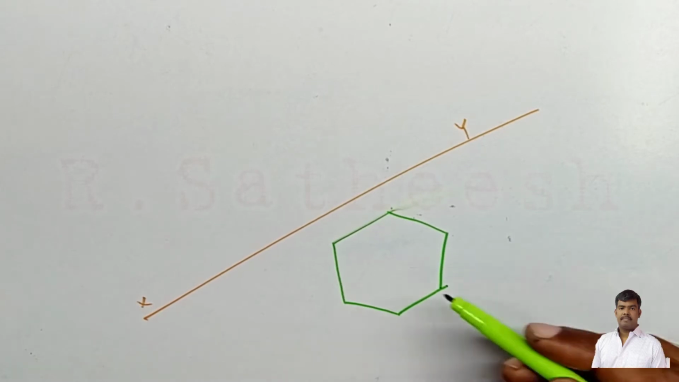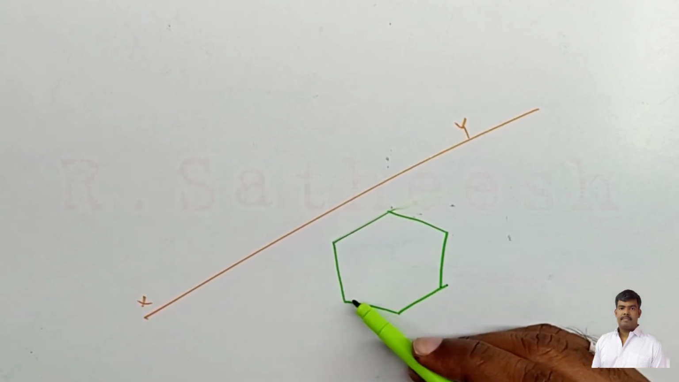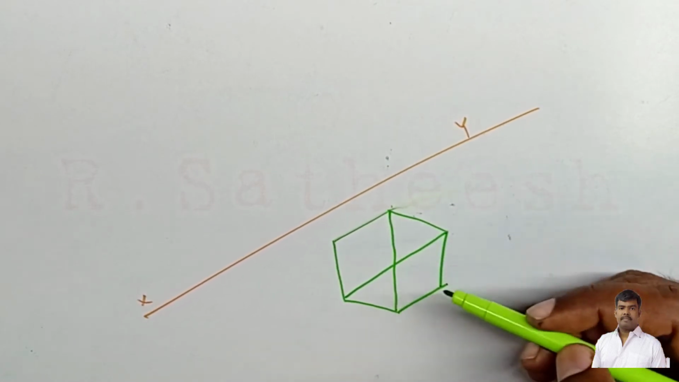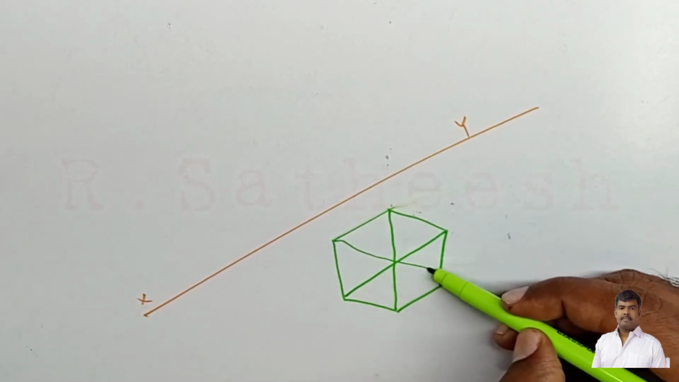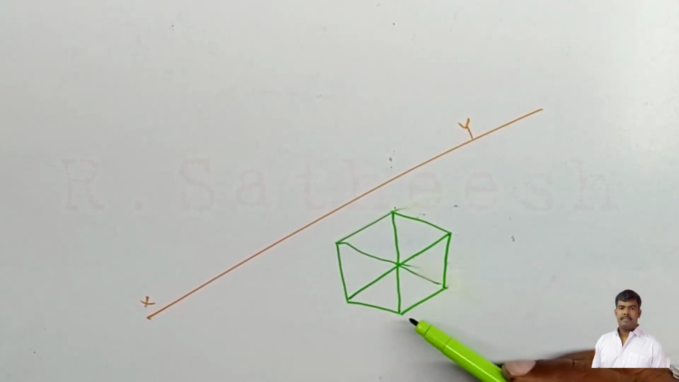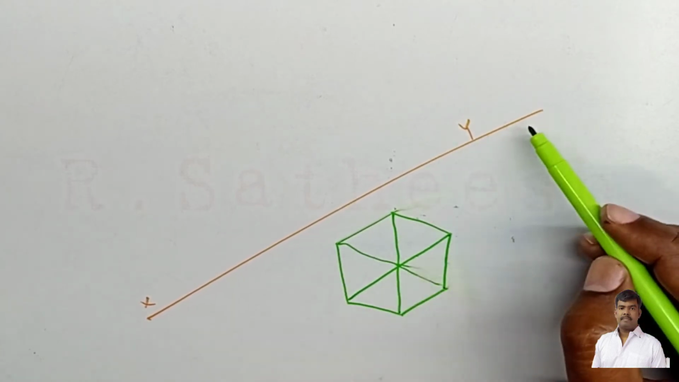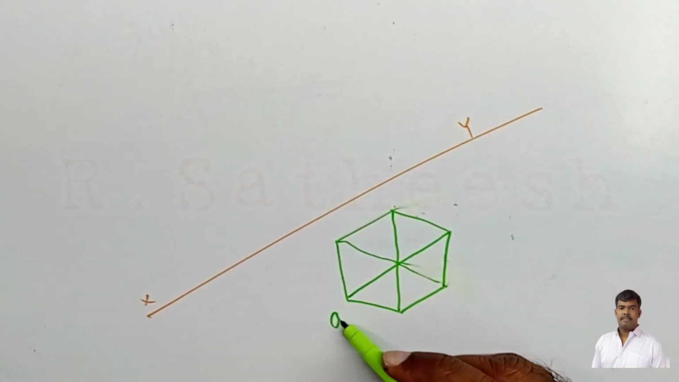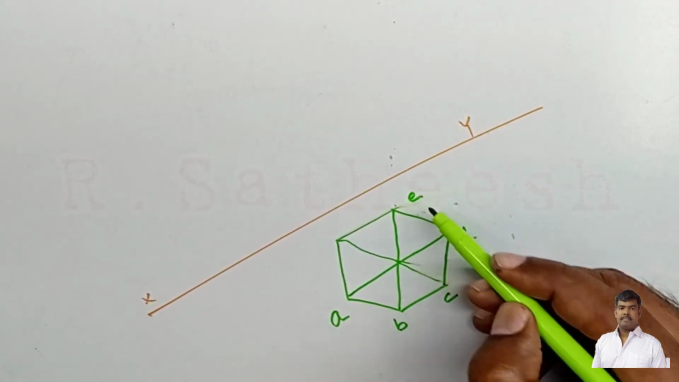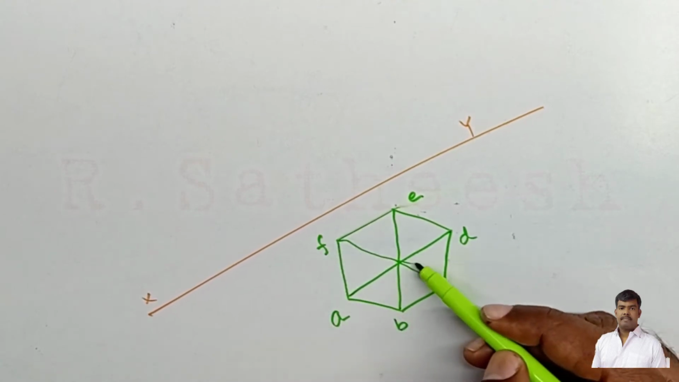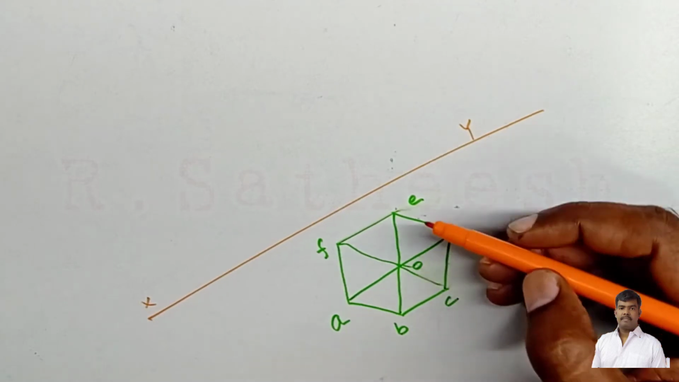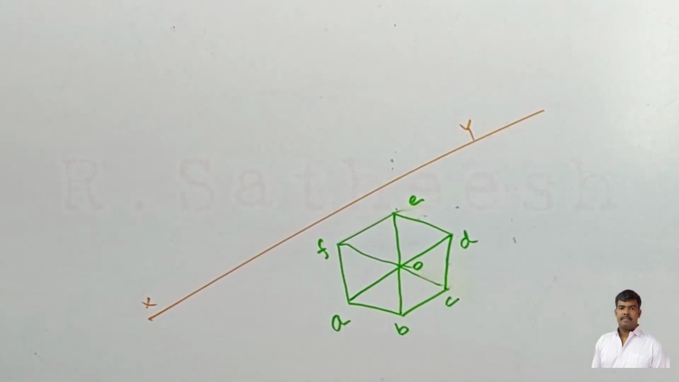And it is a pyramid, therefore slant edges must be shown. So join the diagonals, that is, the opposite corners. Here two of its sides are parallel to VP. So immediately we assign the letters A, B, C, D, E and F and apex O. Clear? So now you draw the projection line from each and every point.